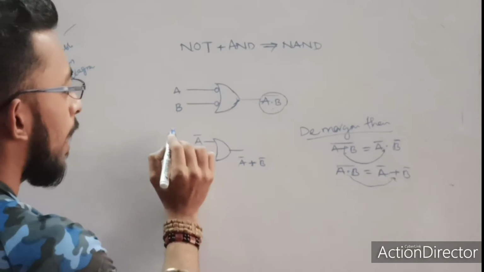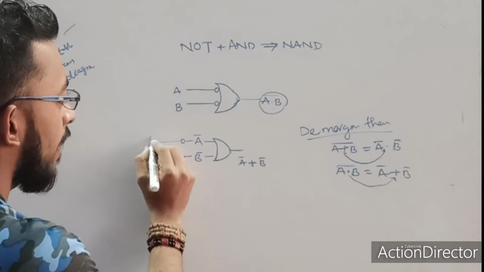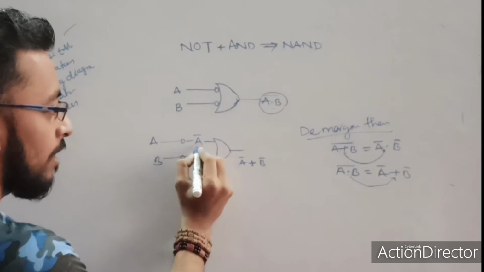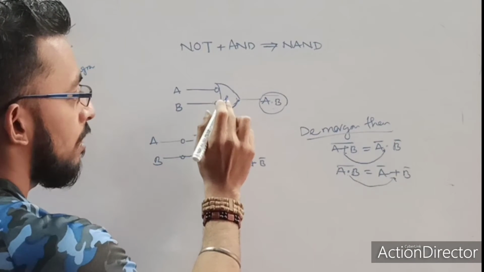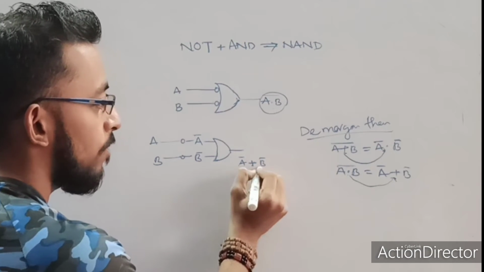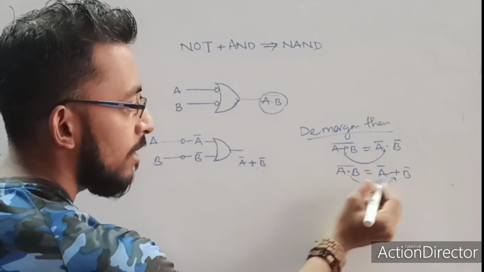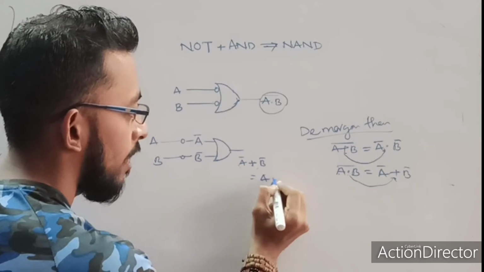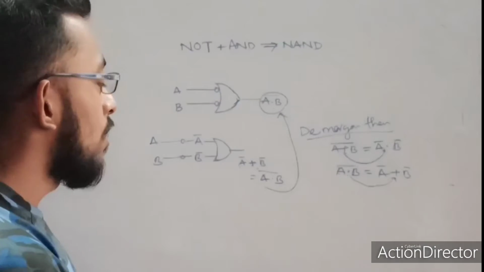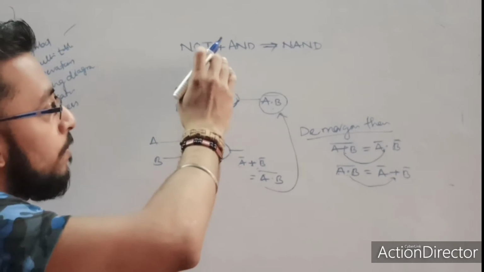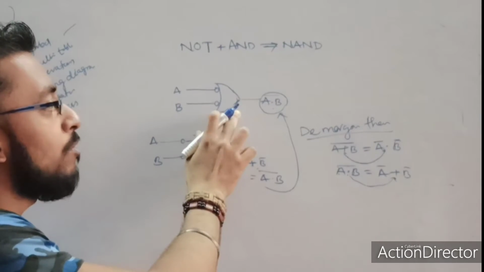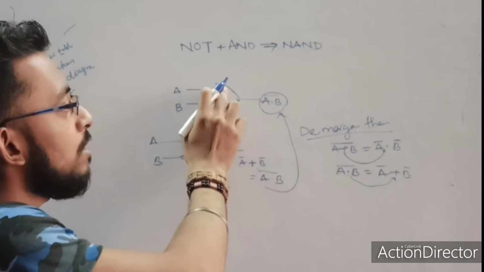Now here I applied A, here B. Because of these two bubbles present over here, they will invert my signal, that is A bar, B bar. And this OR gate will just add the two inputs, A bar plus B bar. So A bar plus B bar, can I write it as A dot B whole bar? So I can write A dot B whole bar, which is nothing but my NAND gate. So the NAND gate can also be formed using NOT and also from the OR gate, by using the OR gate with these bubbles before.